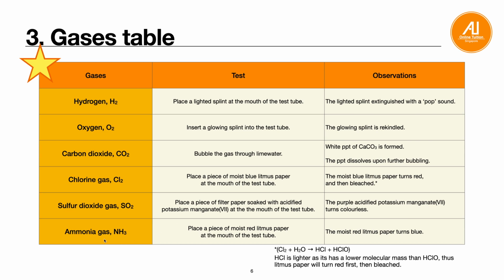And then of course the last gas, ammonia gas, NH3. So you will use a moist red litmus paper, it will just turn blue. So this one should be an easy one.